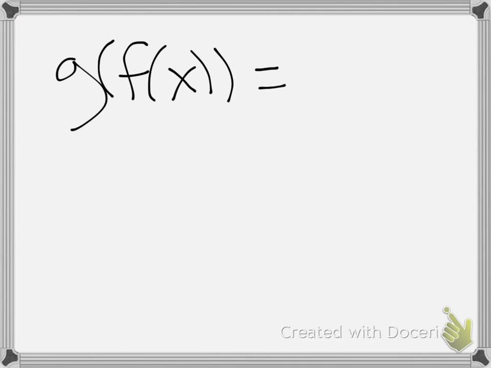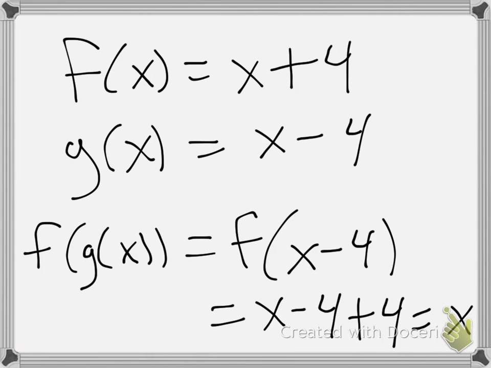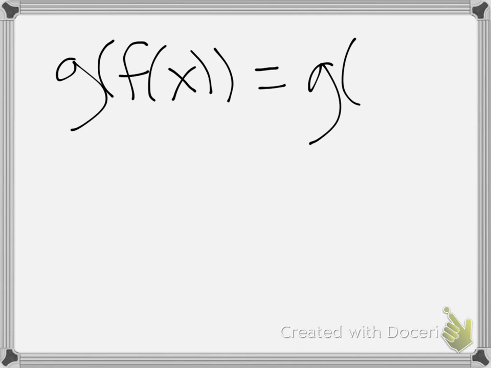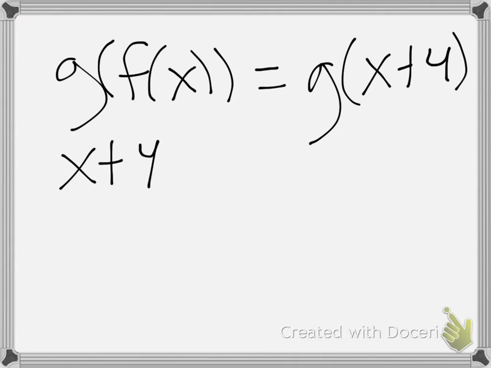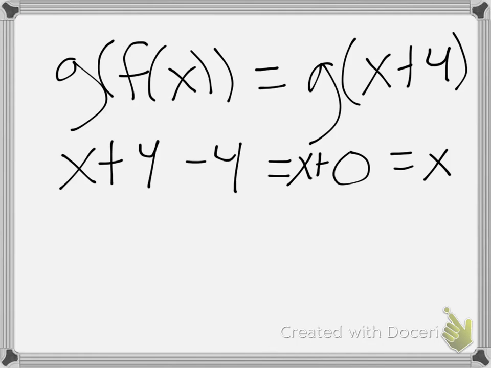Now, if I go the other way, let me double check myself. F says to add 4, and then G says take that and subtract 4. So you're going to get x plus 0, which is just x. So those undo each other. They're inverses. When you're done, you didn't do anything to the value of x, right? You just put it back out.